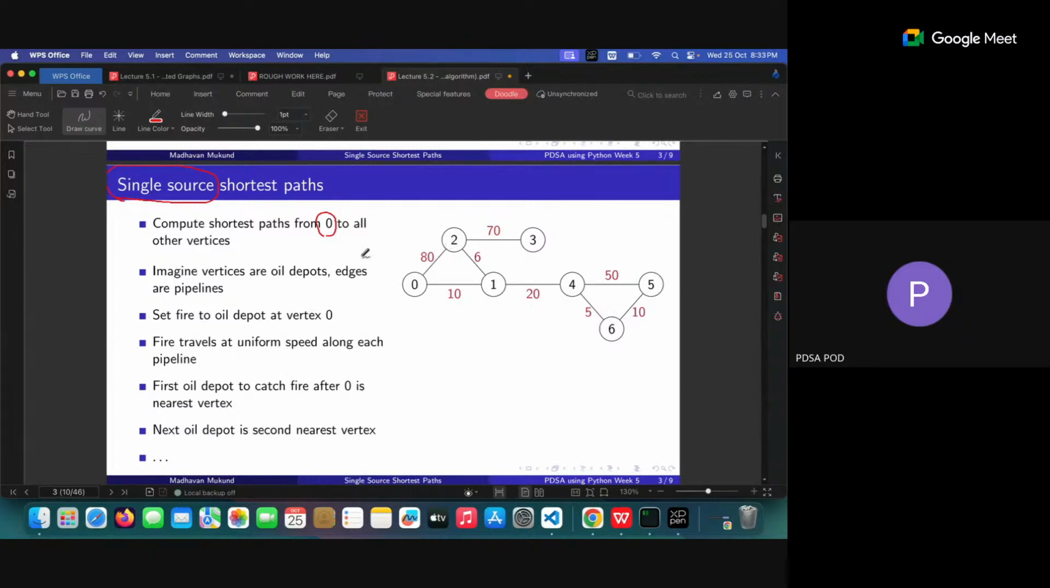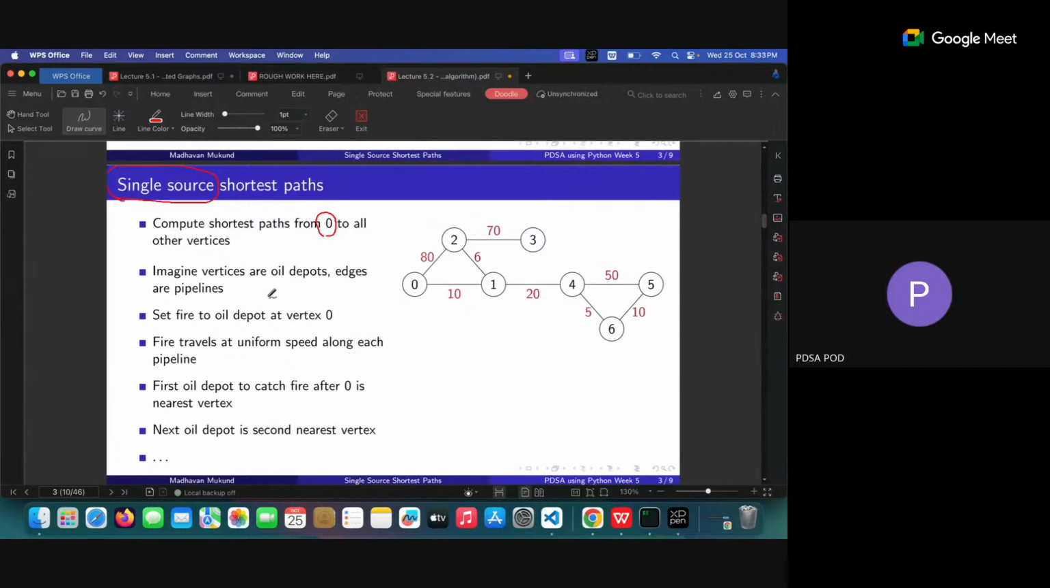From 0 to all other vertices, you have to travel. From 0 to 2 you have to cover, 0 to 4, 0 to 3, 0 to 6, 0 to 5. From 0, you must be able to visit any of the other vertices in the graph. That is called single source, all other vertices.